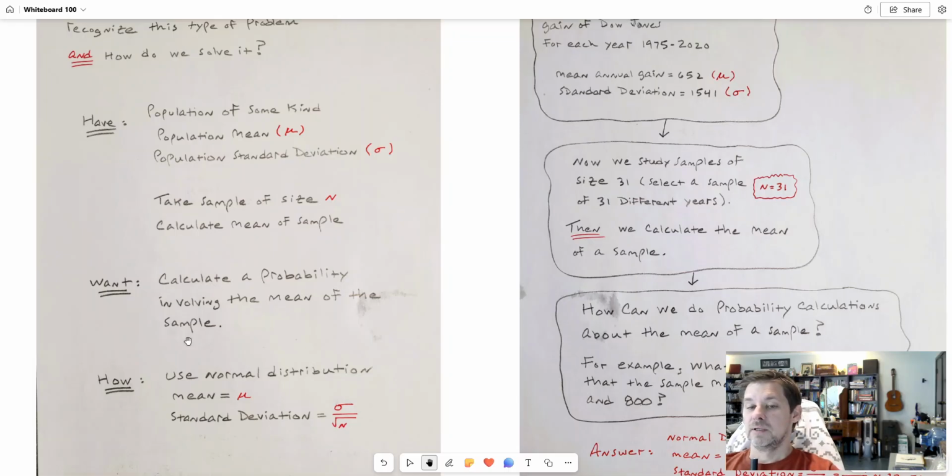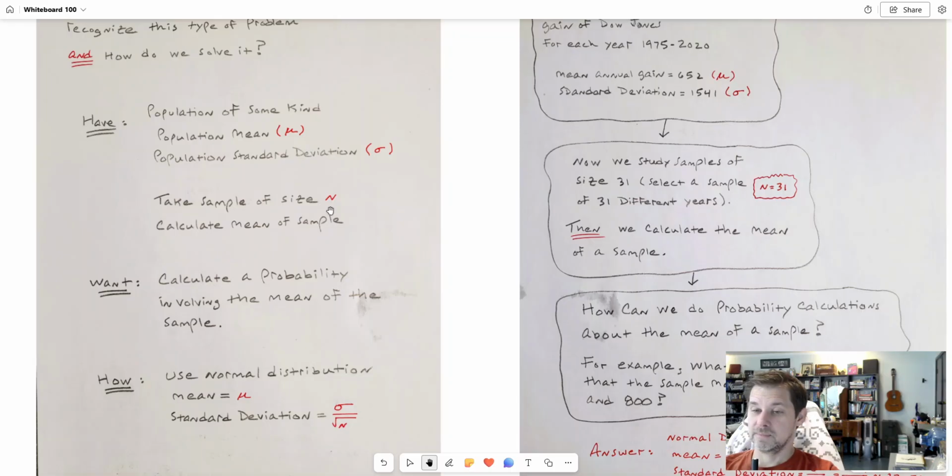How would we do that? So this is all what we read in the problem. This is the information we're given, and this is what it's asking us for. How we do it? Well, you can calculate that probability by using a normal distribution with the mean of mu, which is the same number as the population mean, and a standard deviation of sigma, the population standard deviation, over the square root of n, the sample size.